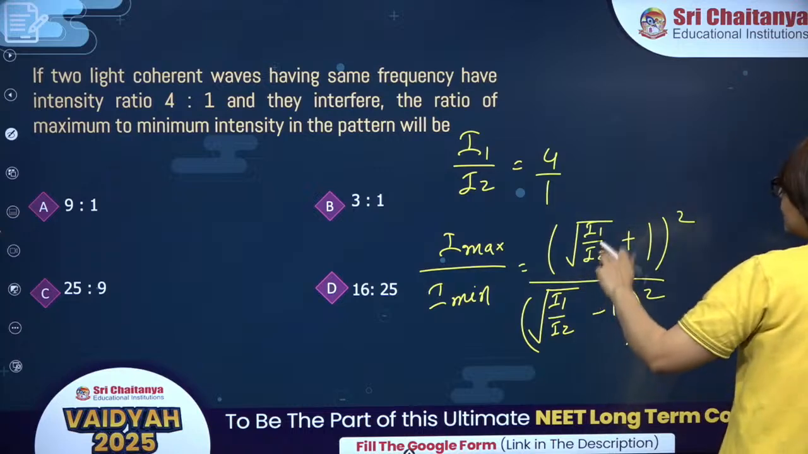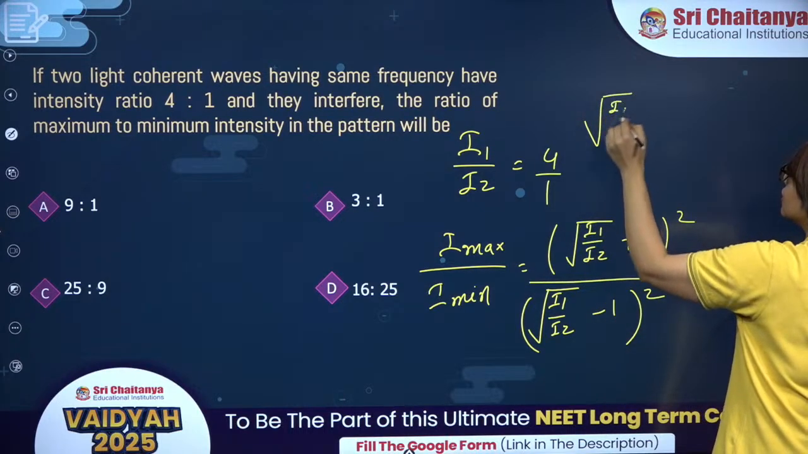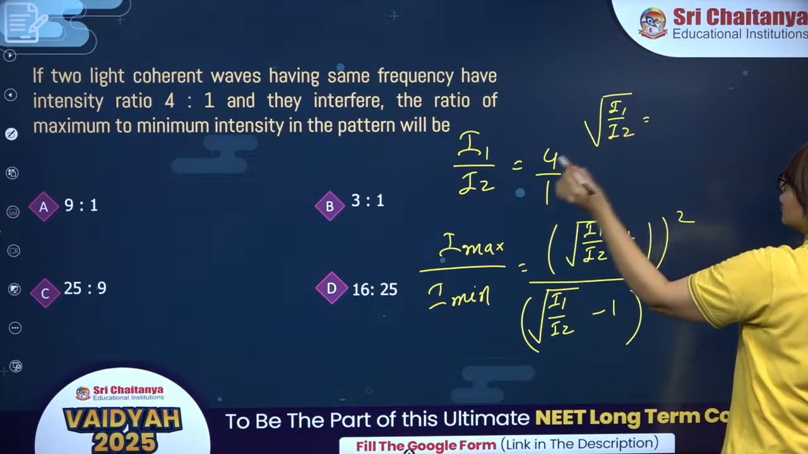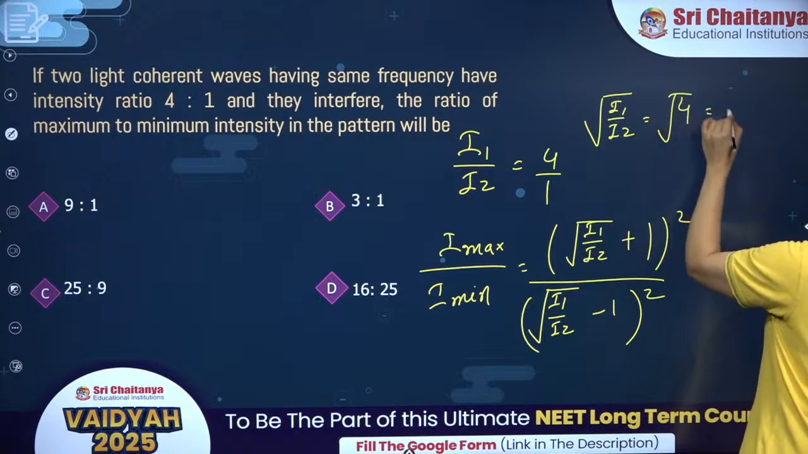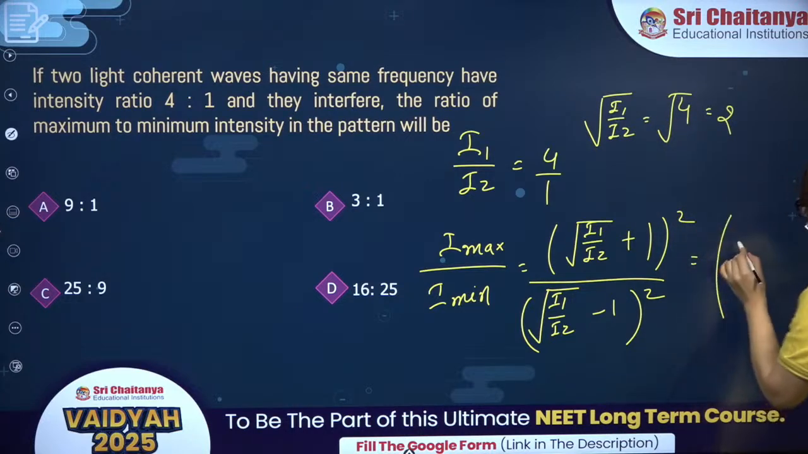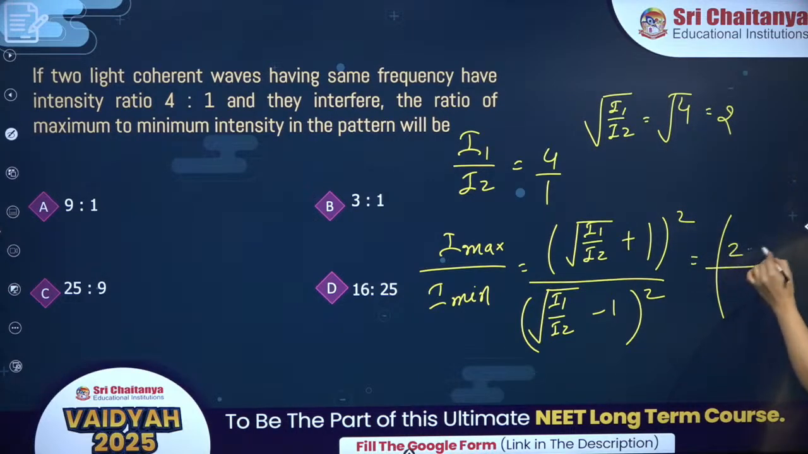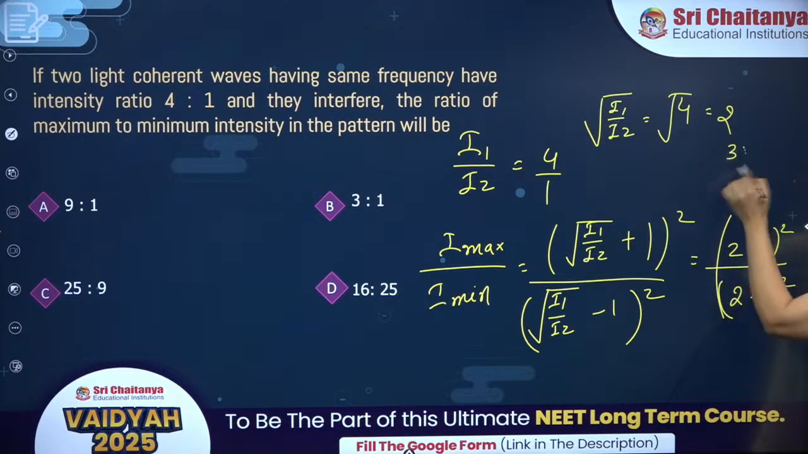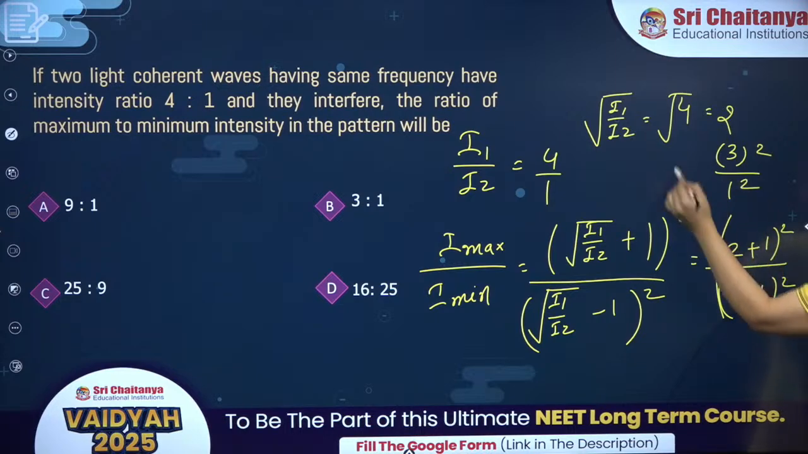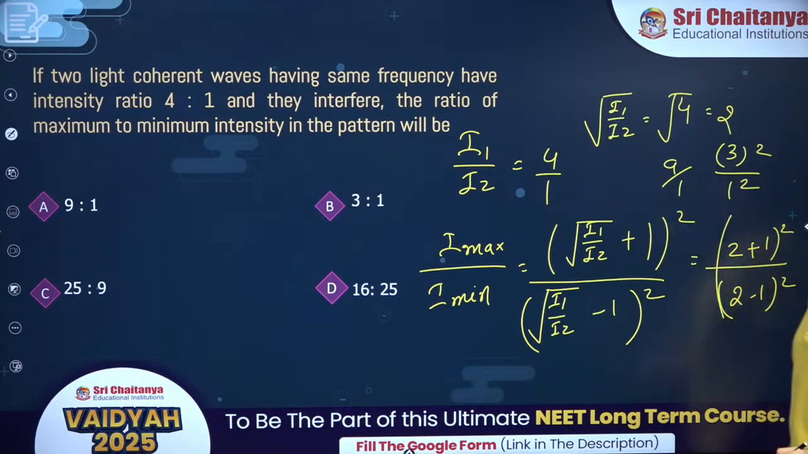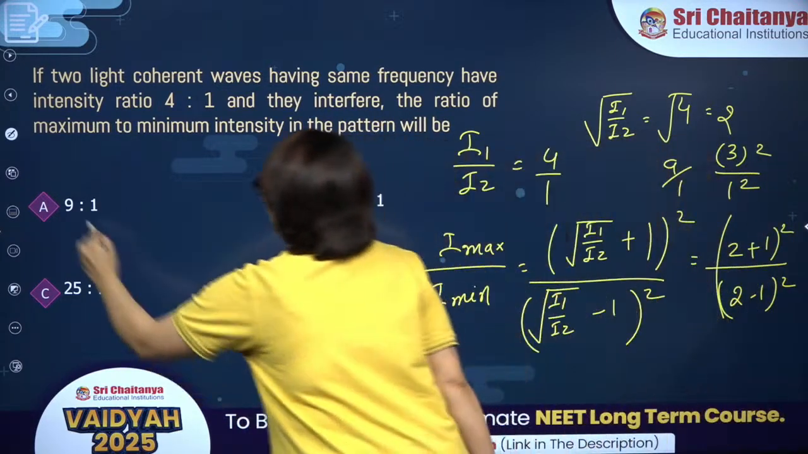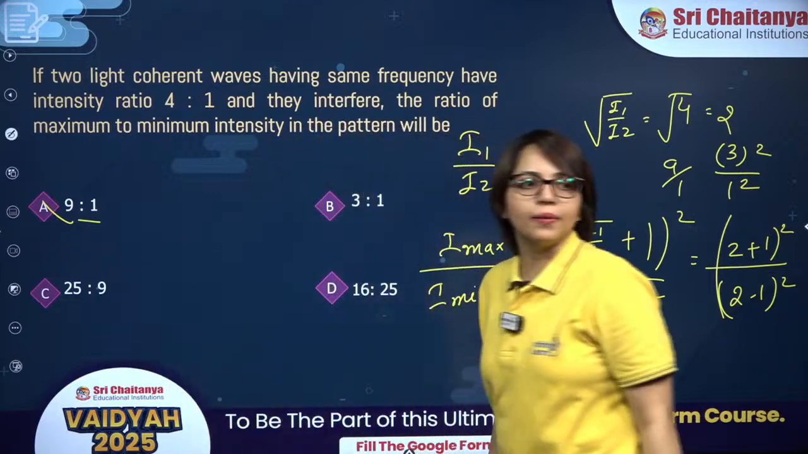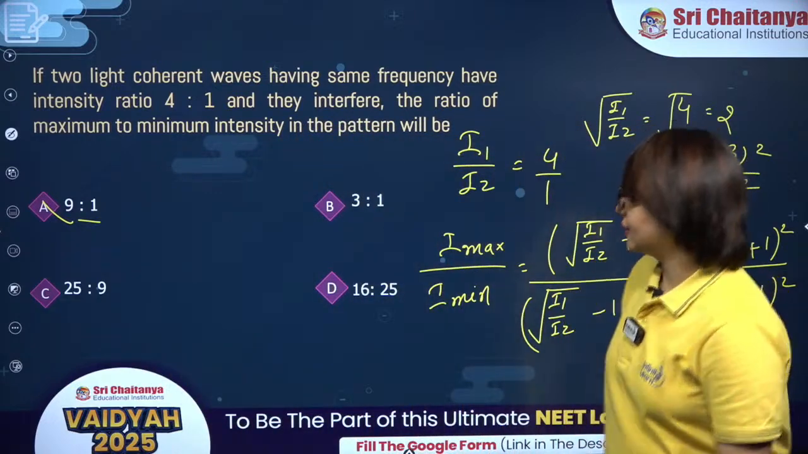Under root of I1 upon I2 what will it be? It is under root of 4, which is 2. So basically it is 2 plus 1 whole square, and this will be 2 minus 1 whole square. So it is 3 whole square divided by 1 square, so it is 9 by 1. So I max upon I minimum is 9:1, which is option A. Option A is the correct answer.